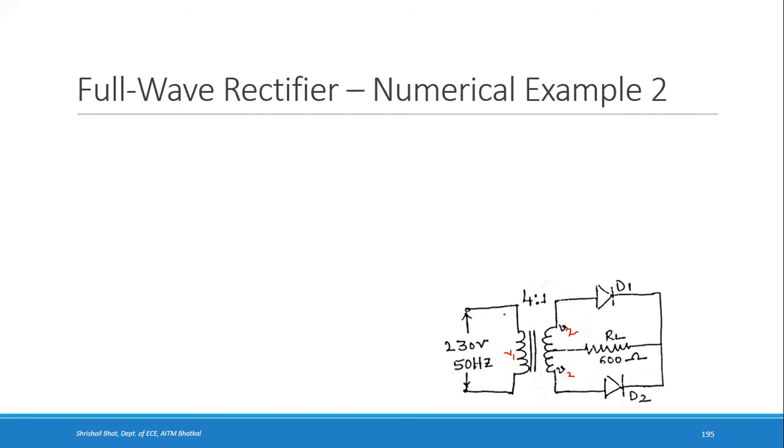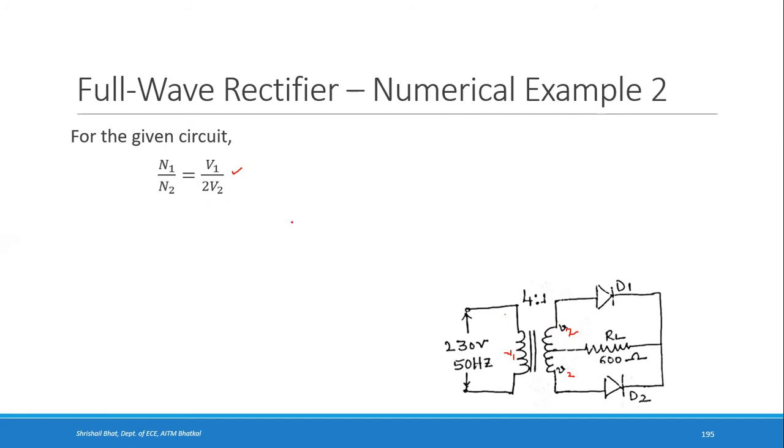If I write the relation between turns ratio and the voltages of the primary and secondary, in the case of a normal transformer it would be N1 by N2 is equal to V1 by V2. But in this center tap transformer, the turns ratio N1 by N2 will be equal to V1 divided by the total voltage of the secondary, that is V2 plus V2, that is 2V2. Please remember this: in a center tap transformer, N1 by N2 is equal to V1 by 2V2, because equal amounts of voltage are induced in both the halves of the secondary.